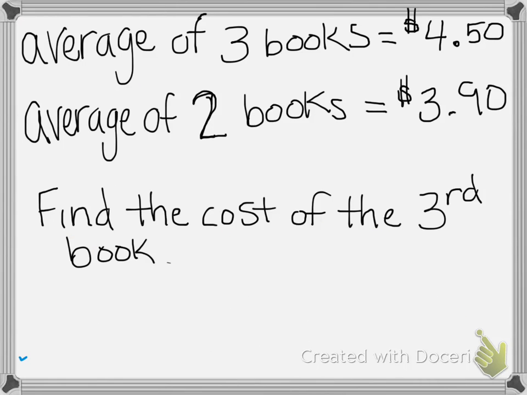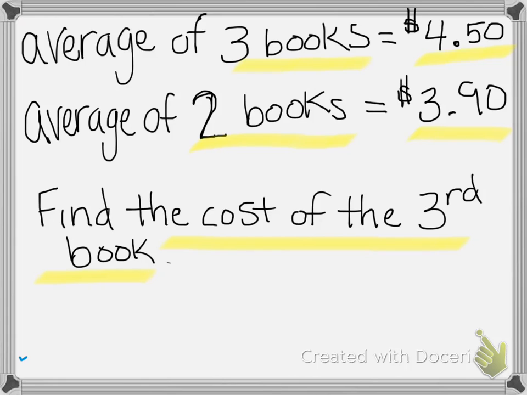For our next question, we have the average of 3 books, which is $4.50. The average of 2 books is $3.90. We want to know the cost of the third book. So we want to know the cost of 1 book. So first, we need to find the total of the 3 books and subtract the total of the 2 books. And that will give us the total of 1 book.